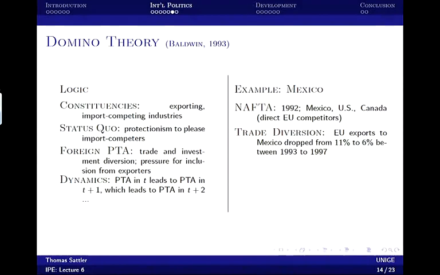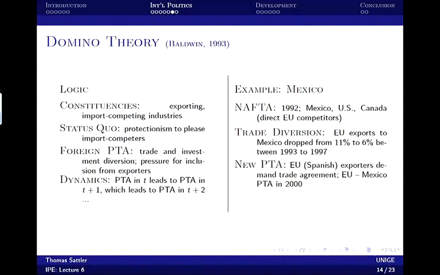So we see trade diversion that's generated by NAFTA, where the exports from the EU to Mexico dropped from 11% to 6% between 1993 and 1997. So obviously this mobilizes the export-oriented industry in Europe. And they demand a new free trade agreement, and this is what happened. So Spanish exporters demanded a free trade agreement between the EU and Mexico. And that's exactly what we saw in 2000. The EU concluded a PTA with Mexico in the year 2000.